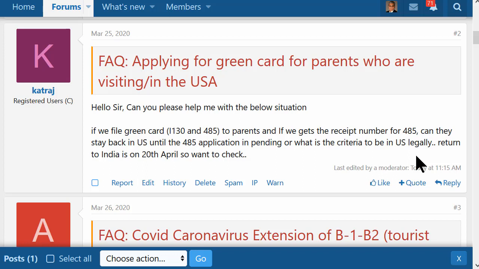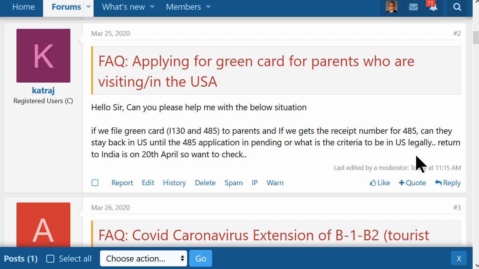So the condition is we have to receive the 485 before their I-94 is expired, right? You don't have to receive. USCIS has to receive your application, that's all. Oh, okay. Nothing like, they should send me a receipt number on that. As long as the 485 is received by them, that's it.